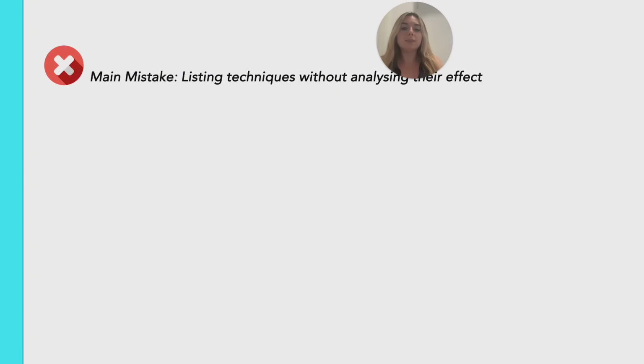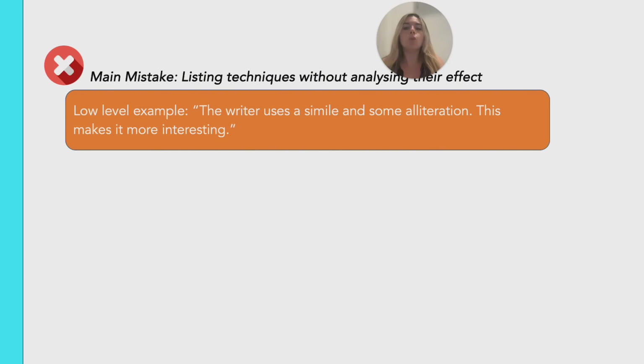So the first mistake you want to avoid in question 2 is listing techniques without analysing their effect. Now this is done the most for this question, not really for any other questions in English. We call it technique spotting. So what a low-level student would do, or a low-level example, it'd be like the writer uses simile and some alliteration. This makes it more interesting. That is just technique spotting. That is just pulling out techniques, but you're not telling me the effect of them.